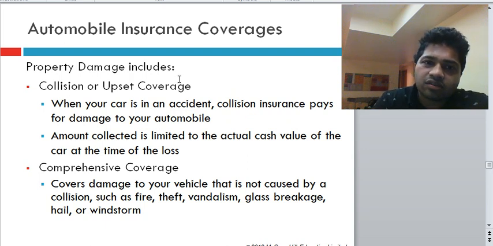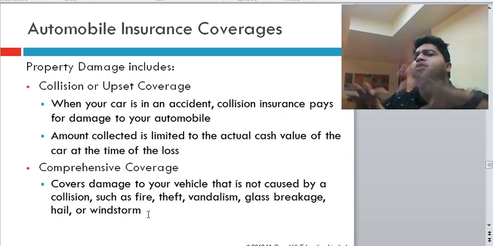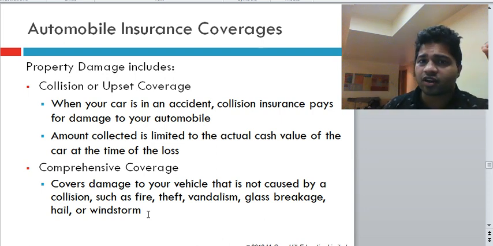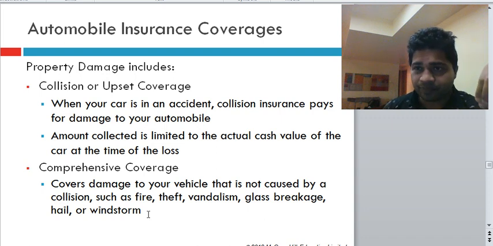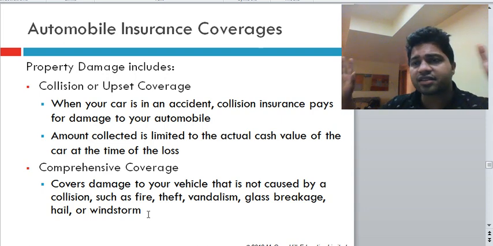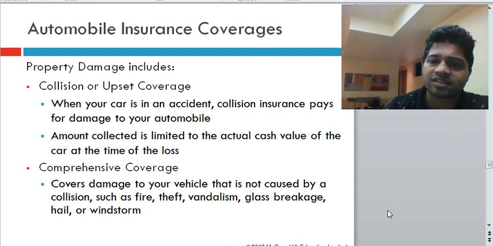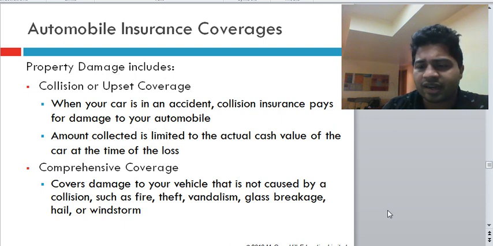Property damages include collision or upset coverage. When your car is in an accident, collision insurance pays for damage to your automobile. Amount collected is limited to the actual cash value of the car at the time of loss. Comprehensive coverage covers damage to your vehicle that is not caused by collision, such as fire, theft, vandalism, glass breakage. So there are two forms you can take: collision insurance or upset coverage, that covers only when your car is hit, and if there is a fire, theft, etc., that is not covered in that policy. Comprehensive covers everything, so it covers hit accident cases, as well as fire, vandalism, glass breakage, hailstorm, etc. So it's a better idea to get comprehensive.